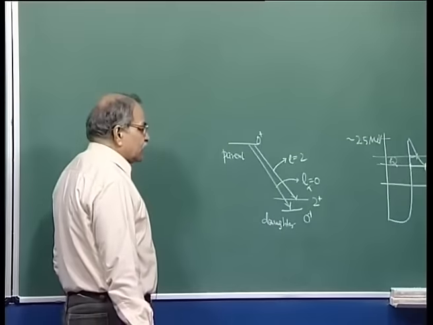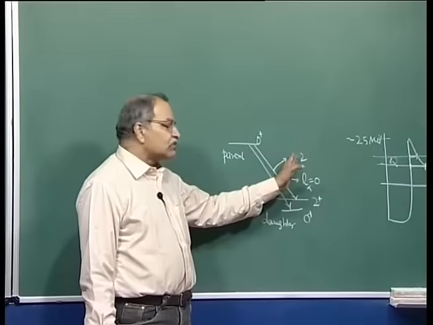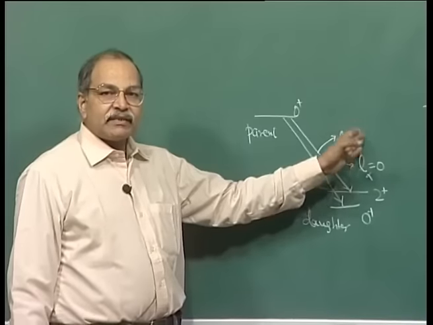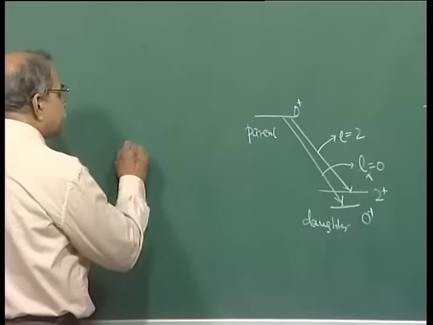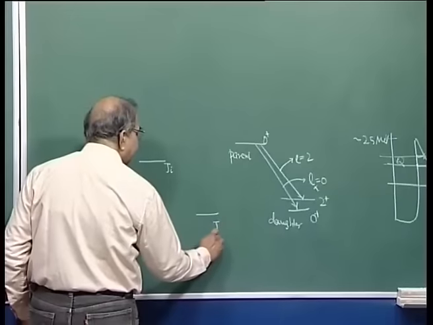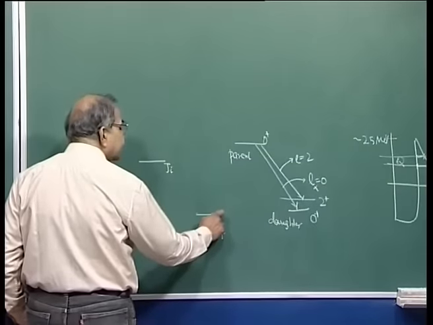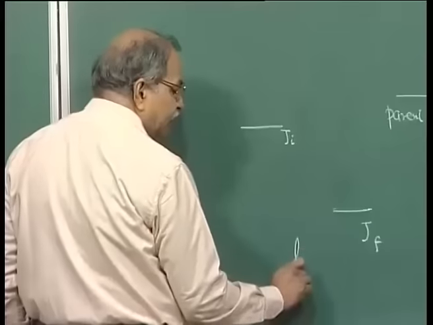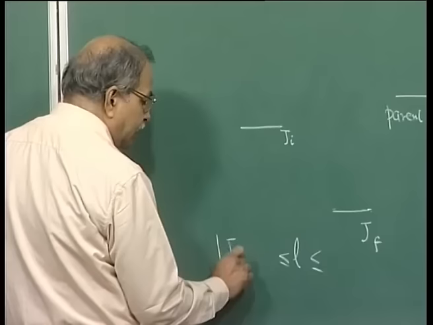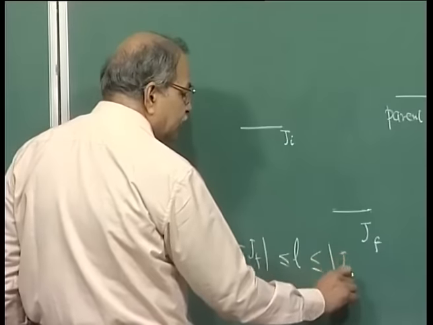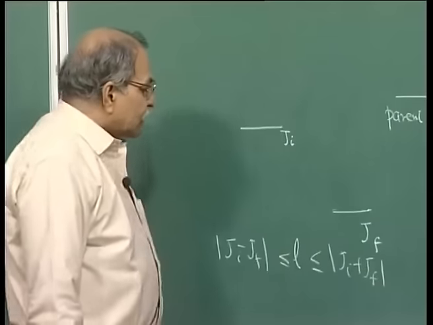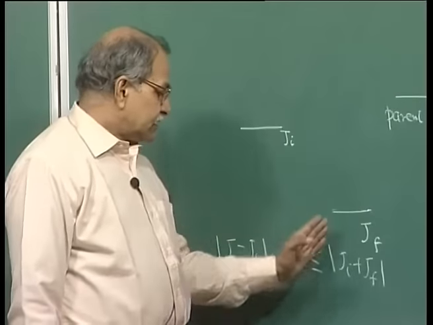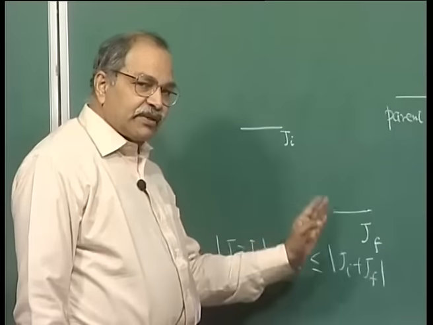The parity should also be conserved. So, 0 plus to 2 plus is all right, because plus to plus is no parity change and L equal to 2 is positive parity. But suppose the parent state from where it is decaying is J I and the daughter state where it is decaying to is J F, then the L which comes out must be between J I minus J F and J I plus J F, and it also has to conserve parity. In strong interactions parity is conserved. So, this has to be satisfied as well as parity.